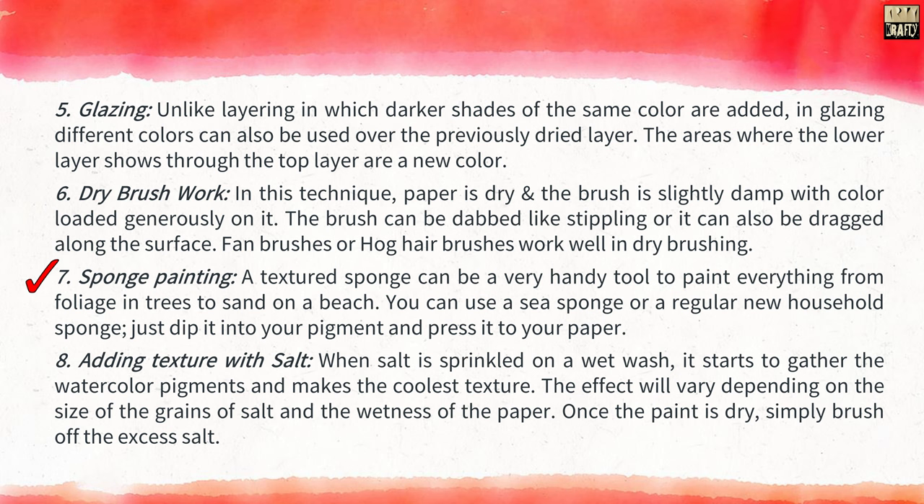Sponge painting. A textured sponge can be a very handy tool to paint everything from foliage in trees to sand on a beach. You can use a sea sponge or a regular new household sponge. Just dip it into your pigment and press it to your paper.